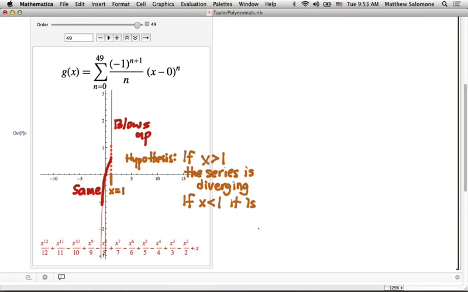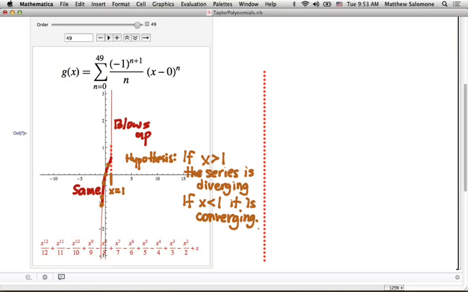If x is less than 1, then the series is taking on these finite y values over here. So if x is less than 1, we might equally well predict that this series is converging. And this is a hypothesis on the domain of our function. Really, secretly, that's what we're making a hypothesis about.